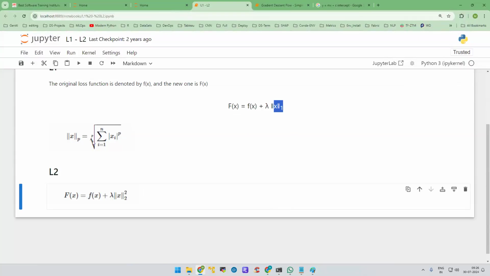How do you calculate this x? p is the parameter that has to be found by the algorithm, and we need to sum up all the values raised to the power p. So that is how we need to calculate this x.